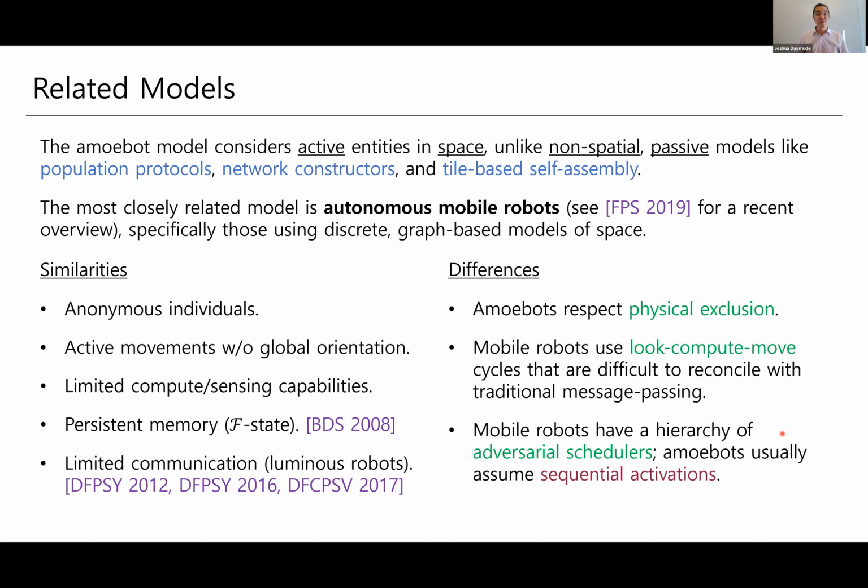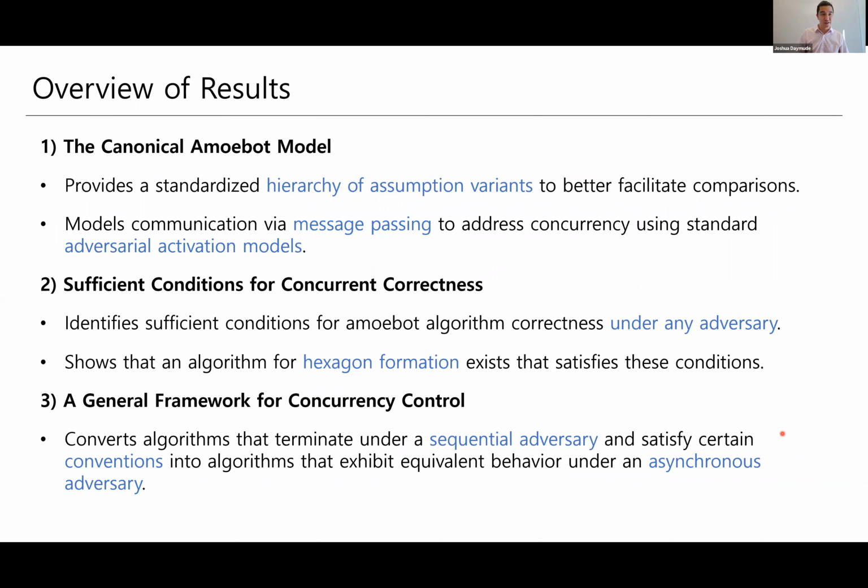To date, this is something that the Amoebot model has lacked and is yet another thing that the canonical model is trying to fix. So moving on to our results, we're going to do three things in this paper and in this talk. The first is that we will introduce the canonical Amoebot model. It does two key things.